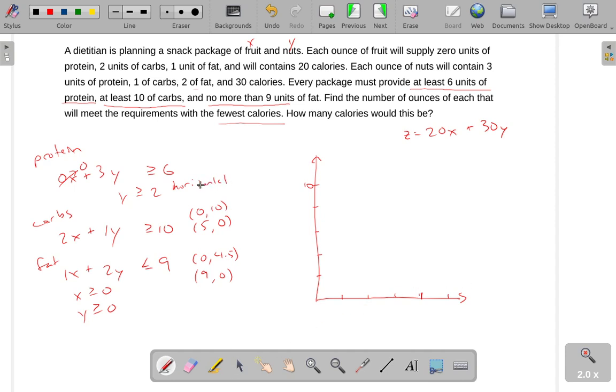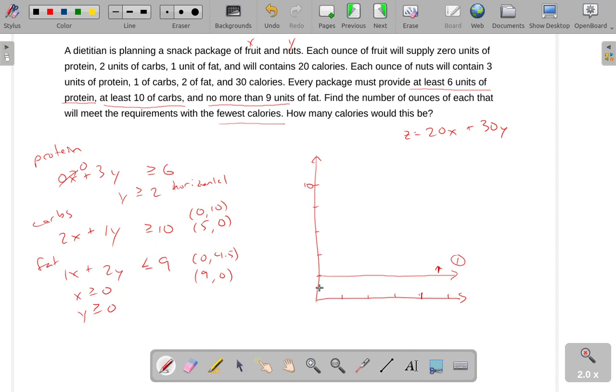Alright, y is greater than or equal to 2. That is a horizontal line right about here. And shading on this one, I would want to shade above this line, because y is bigger than 2. You can do your standard test point thing if you want, or just think about where y is bigger than 2. It's when we're above the line.